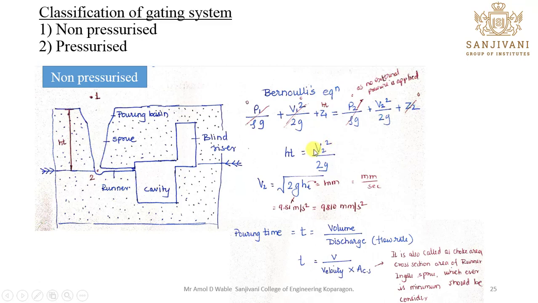Then, as we are interested in finding out the velocity at 2, because by using this velocity you can find out the pouring time, you can write V2 square is equal to height into 2g. Then you can take V2 as the square root of 2gh, where h is the height of the sprue in mm and g is the gravitational acceleration, that is 9.81 meter per second square.